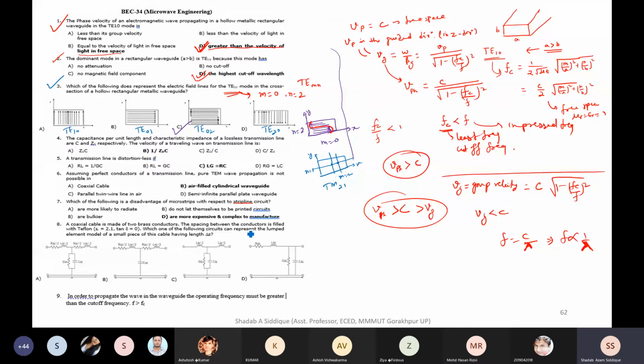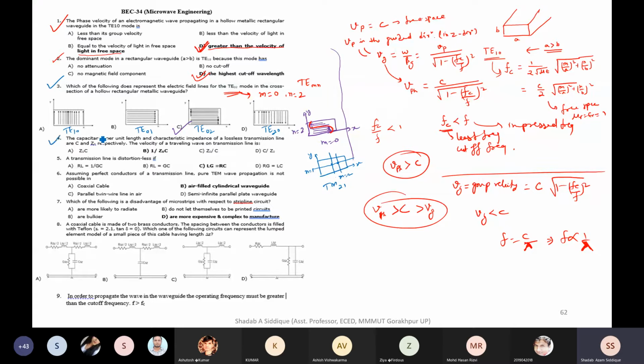TM01, TM10 is not possible. Even TM00 is also not possible because the wave will not propagate for 00. So you should just relate these things. If I give you this type of question, you should be able to answer anything for the rectangular waveguide.